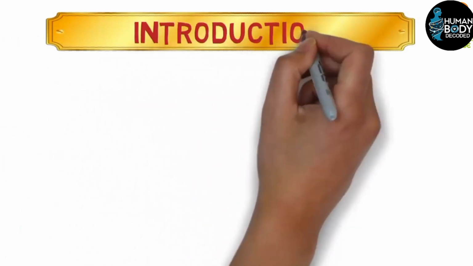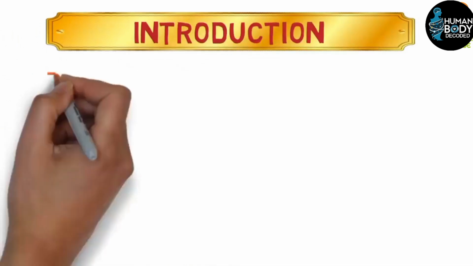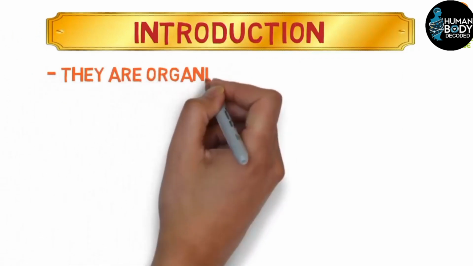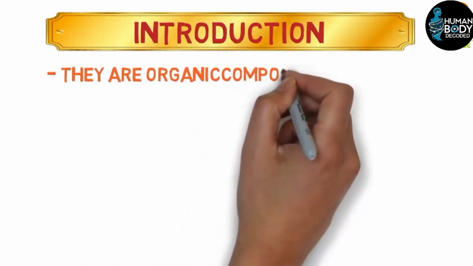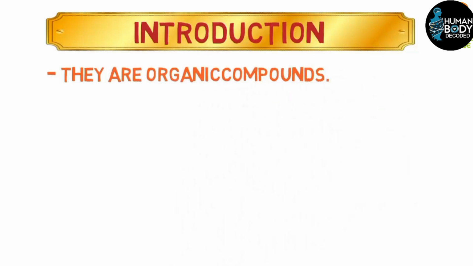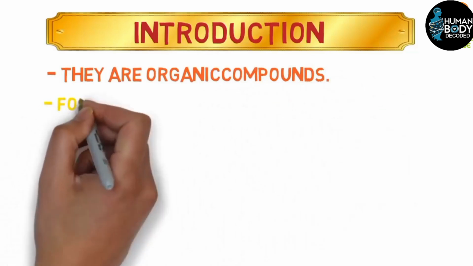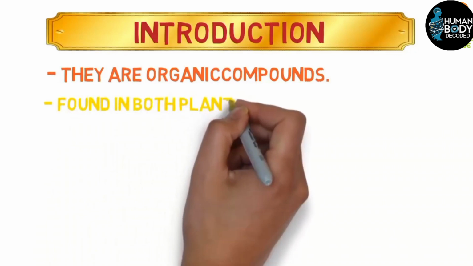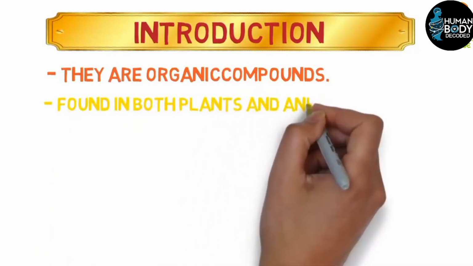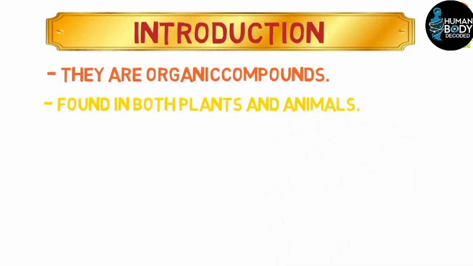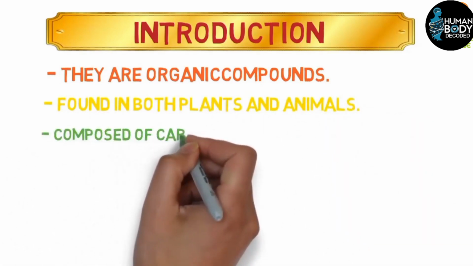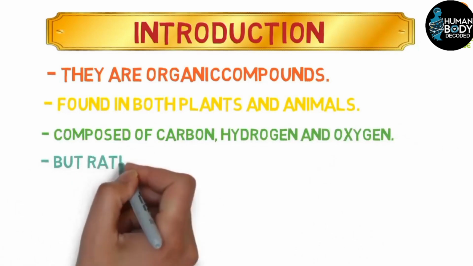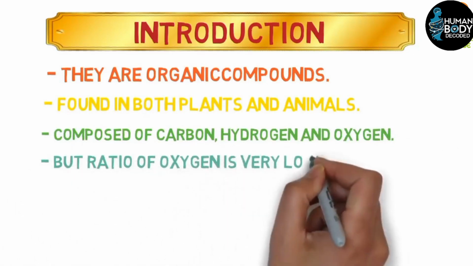As I have previously discussed, biomolecules include carbohydrates, proteins, nucleic acids, and lipids. Just like these other molecules, lipids are organic compounds. The other organic compounds that I've covered are found in all living beings, and lipids are no different. Lipids are found in all living beings, including plants and animals. Lipids are composed of carbon, hydrogen, and oxygen, just like carbohydrates. But the proportion of oxygen in lipids is much lower.